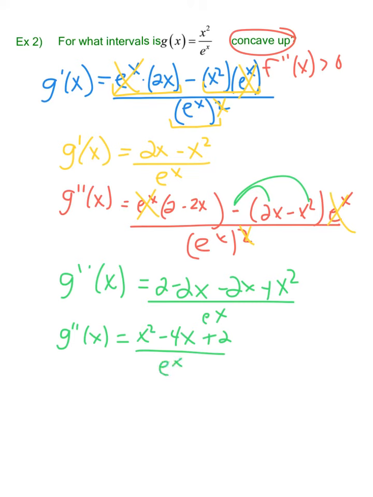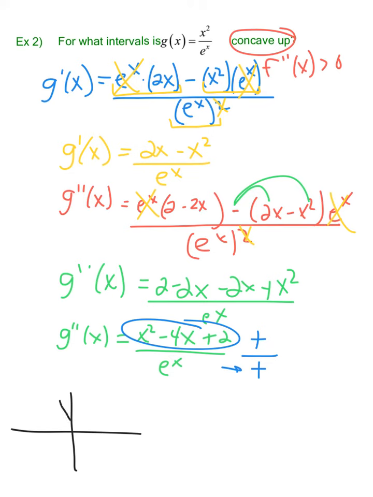Now, if we're trying to find out when our second derivative is positive, we know that this thing on the bottom is always going to be positive. So the only way our second derivative would be positive is if what's on top would be positive. Now, unfortunately, that quadratic isn't super nice to factor, but you could throw it into a calculator and just see what it looks like. We know it's going to be something like this.